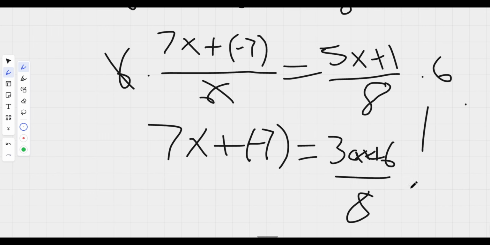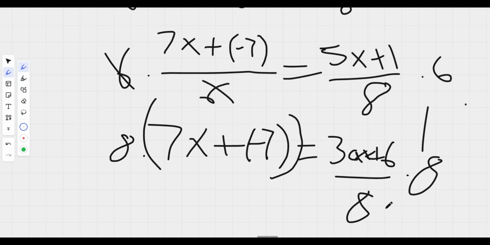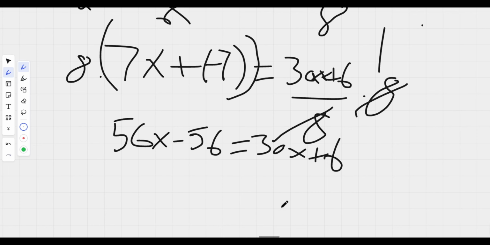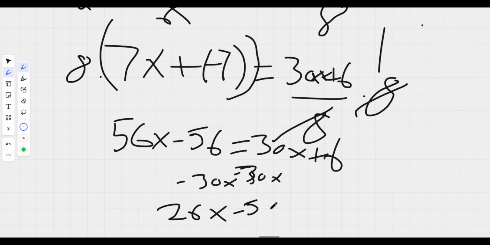And then we can do the same thing. We can multiply this by 8 and this by 8. And this is going to be, again, in parentheses like this because we're multiplying the whole thing. And this is going to cancel out this 8, and this is going to cancel out this 8. And now we can just do this as a normal linear equation because we simplified this. So if we subtract 30x from both sides, we're going to get 26x minus 56 is equal to 6.